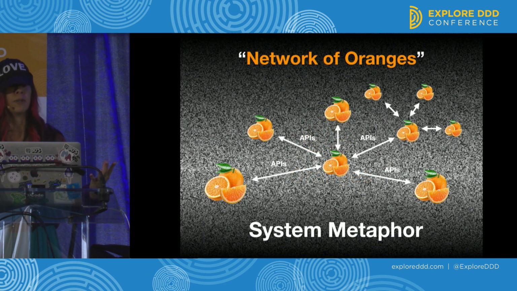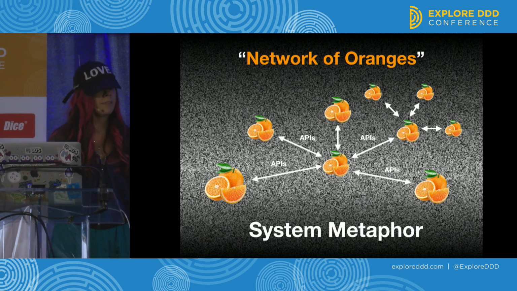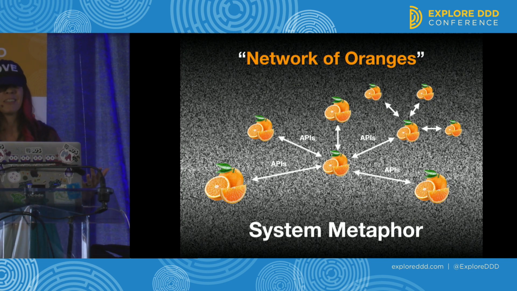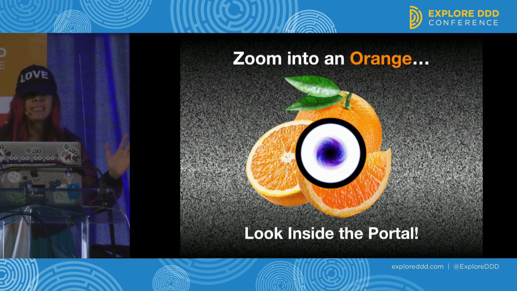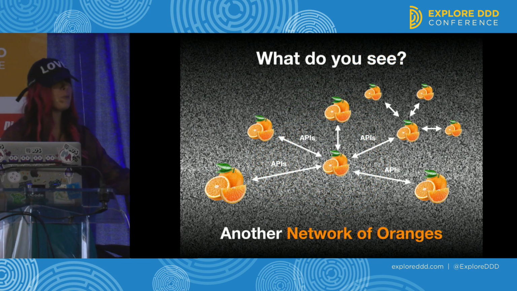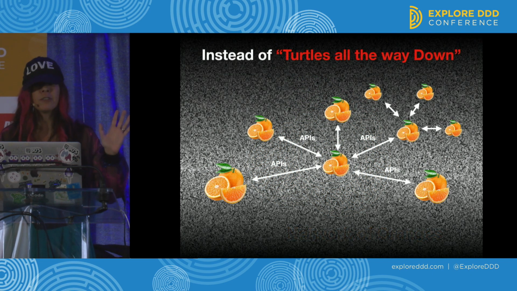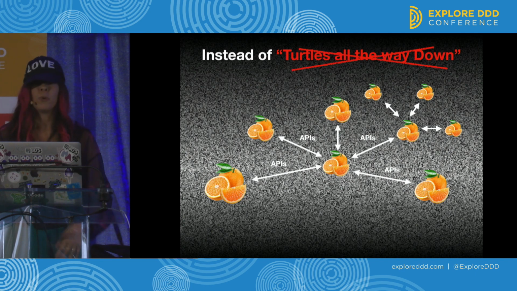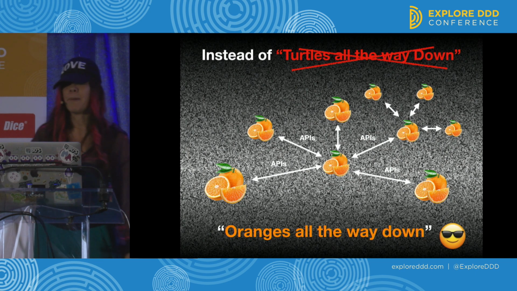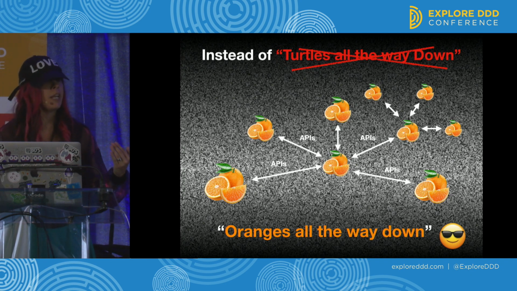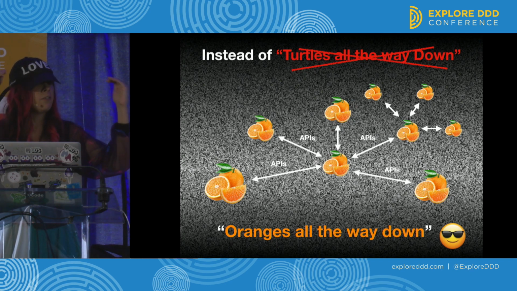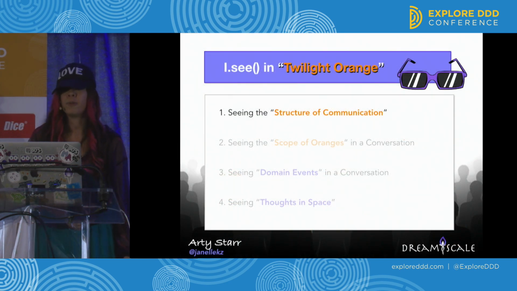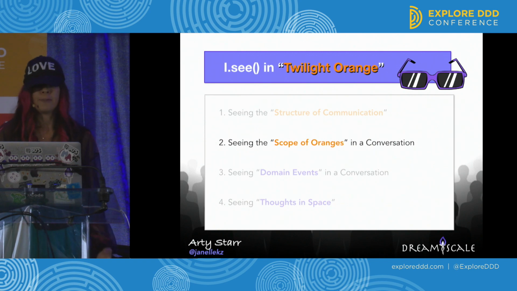And so if I start with a system metaphor of a network of oranges, poetic license, right? And we zoom into an orange, then imagine yourself looking inside of the portal. What do you see? Another network of oranges, right? So instead of turtles all the way down, this is so old school, right? We're going to say oranges all the way down if you're cool, right? All right. So this is a structure of communication. You can think of this universal scaling oranges as these levels of abstraction in our organization and communication structures. All right. So that's the structure of communication. So, seeing the scope of oranges.